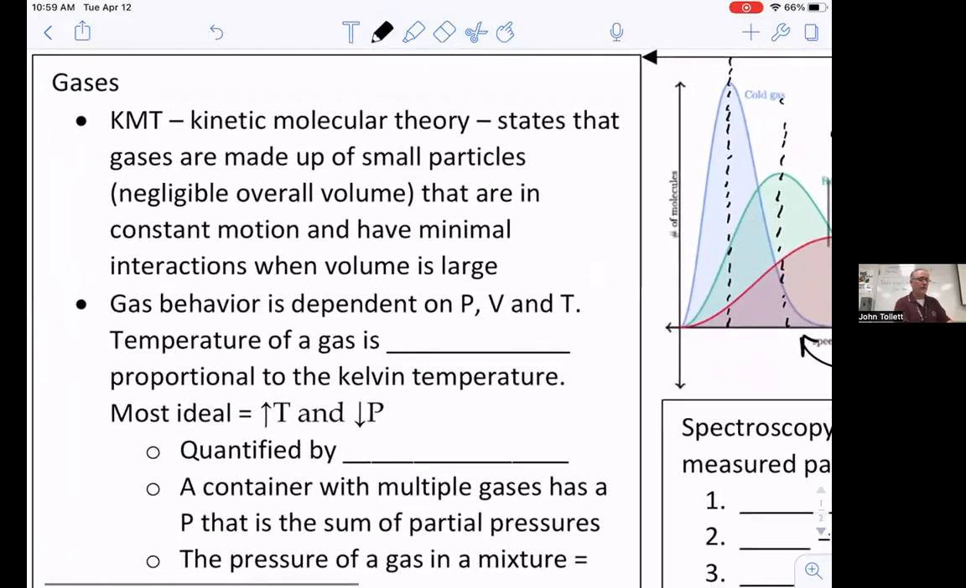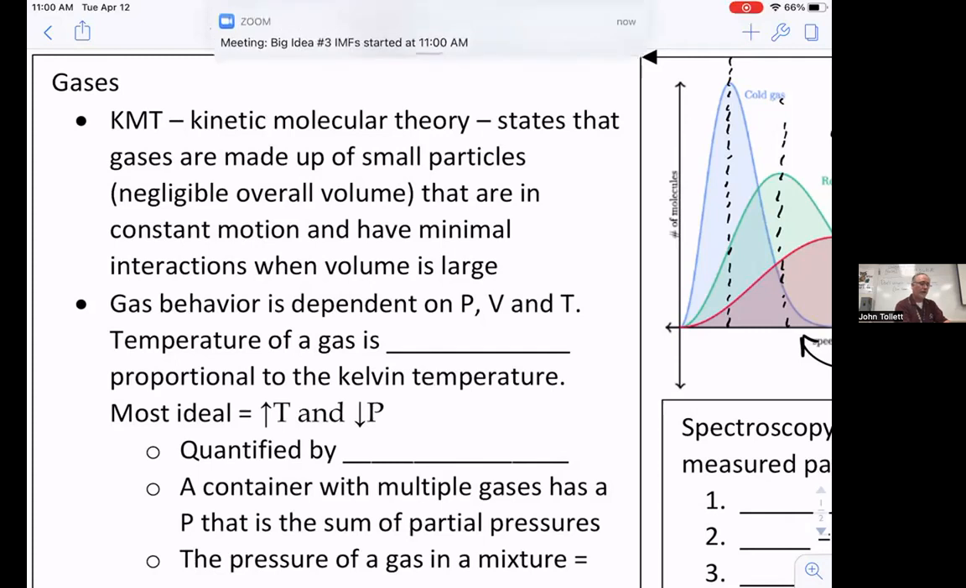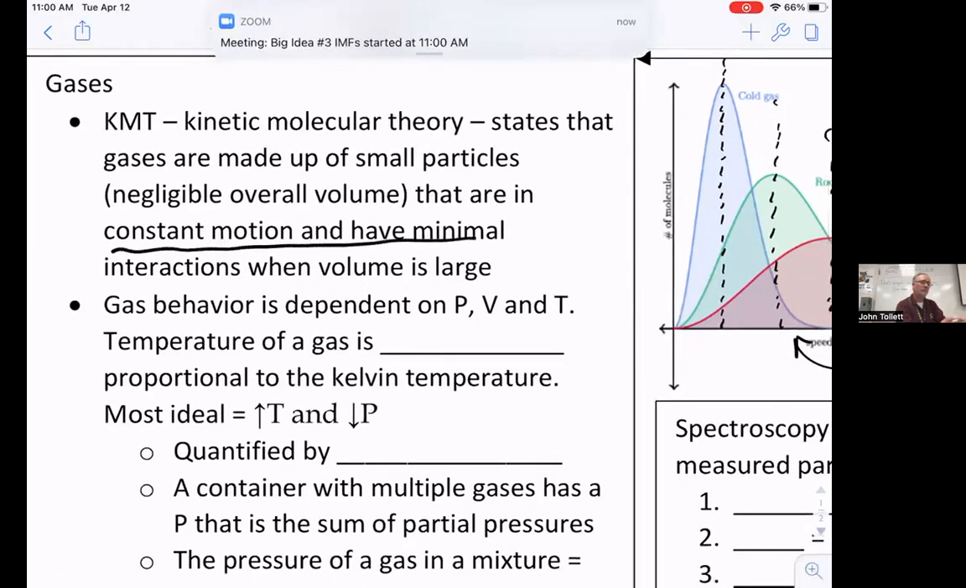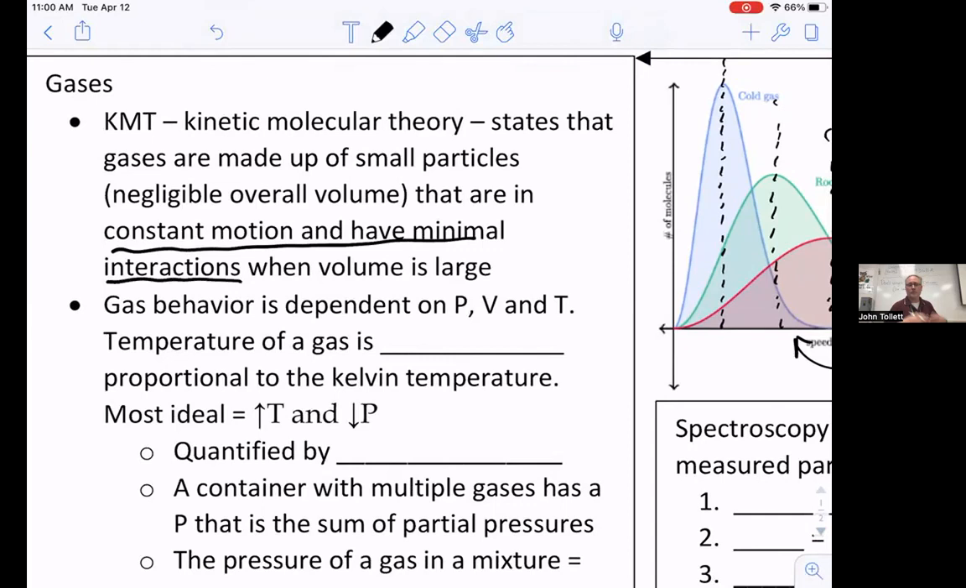So that leads to the kinetic molecular theory, KMT. It says that gases are made up of small particles that have negligible volume. They have constant motion and have minimal interactions, especially when that volume is really large. We treat gases ideally, so they don't have any contact or attraction between them, but that's not always the case. Especially when you're close to a phase change, there will sometimes be some attraction or repulsion between them.